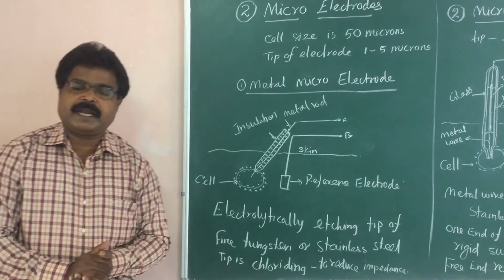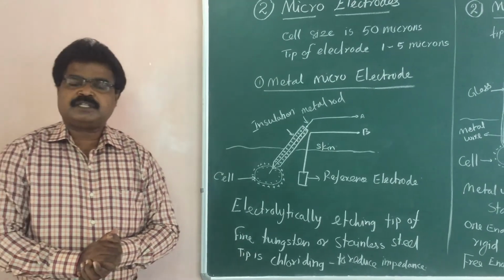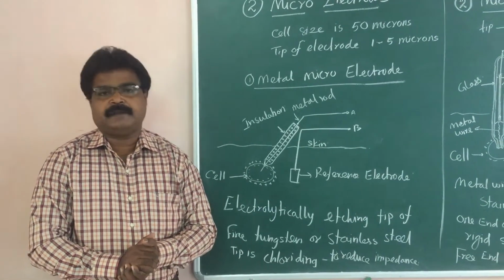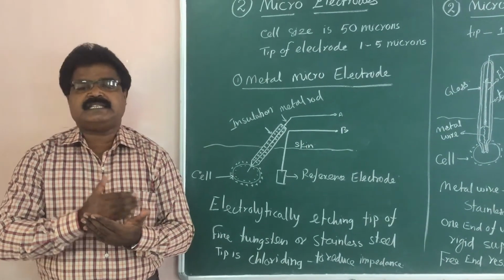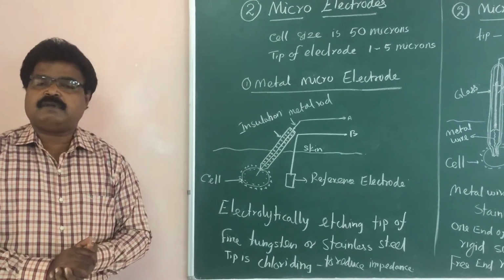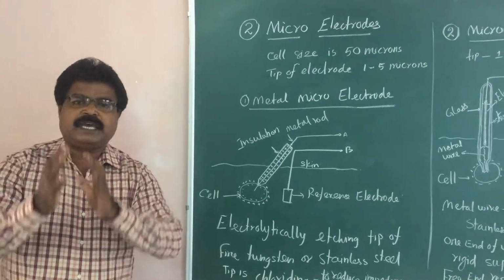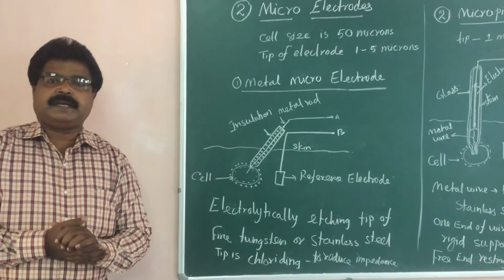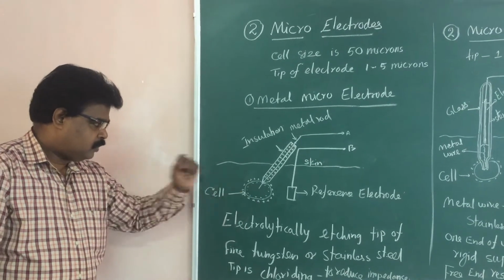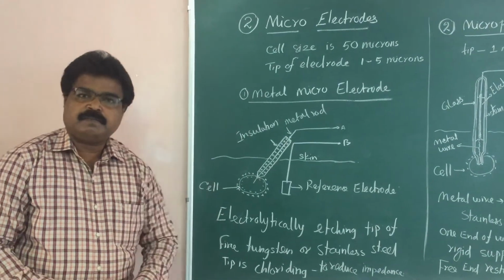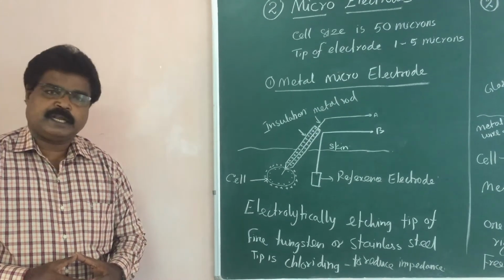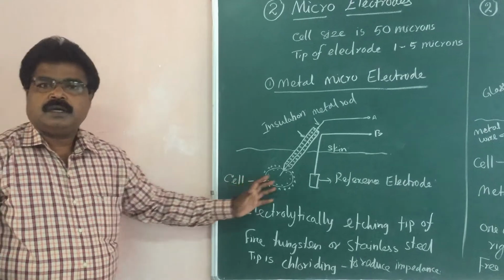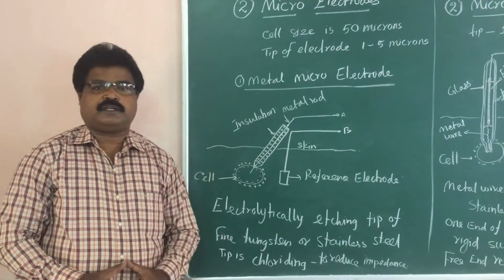What is the purpose of chloriding? The impedance of the tip must be very high. If it is very high, the transfer of potential from the cell to the electrode will be less. So you have to reduce the impedance. To reduce the impedance, the tip of the metal electrode must be chloride coated. So this is about the metal microelectrode.